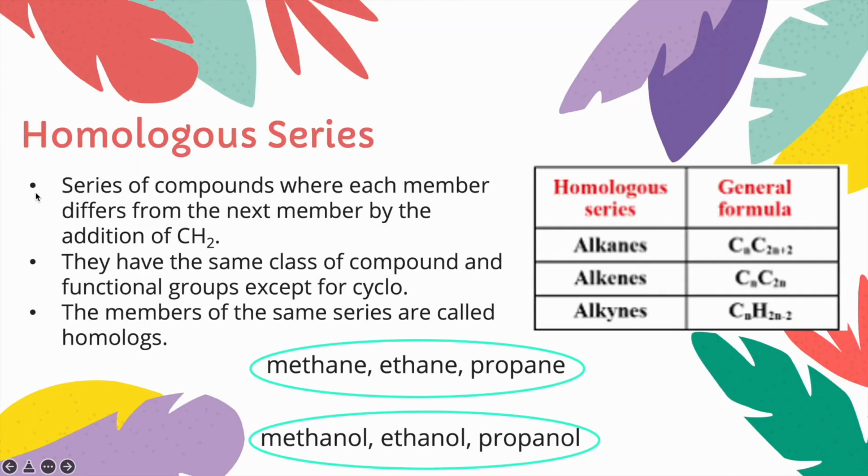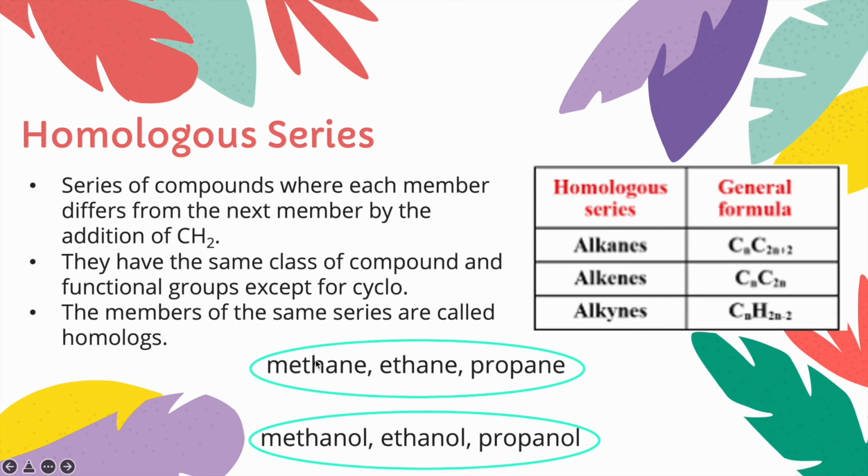A homologous series is a series of compounds where each member differs from the next member by the addition of CH2. If they have the same class of compound and functional group, they are in the same homologous series except for cyclo. Cycloalkane and alkane have the same class of compound, but for cyclo, they are in different homologous series. The members of the same series are called homologues.